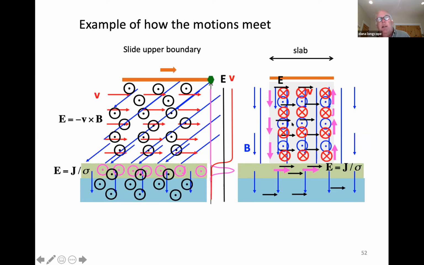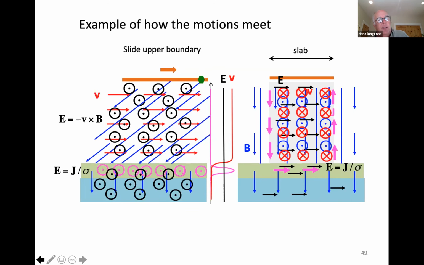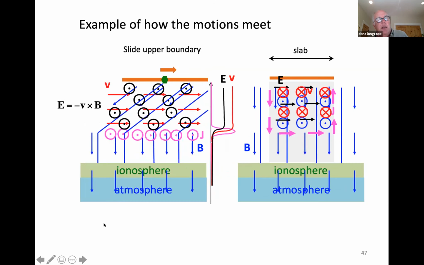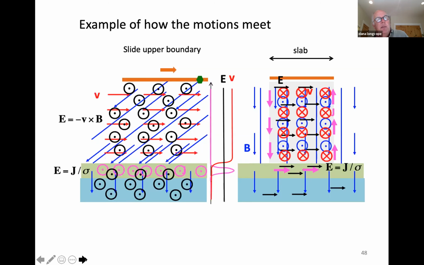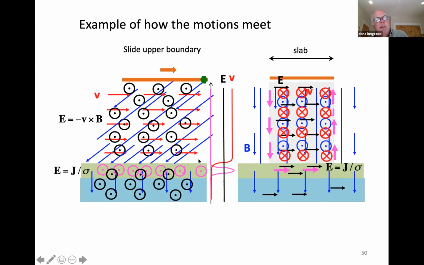Okay, and that is a crucial aspect of the ionosphere itself, that it has that conductivity, and therefore allows the magnetic field lines to slip, if you will, past. The ones at the bottom are stationary, the ones at the top are moving, and the ionosphere is the place where those things are matched.